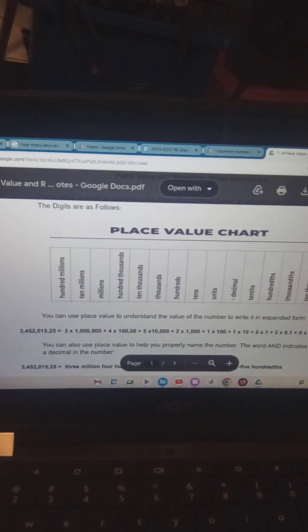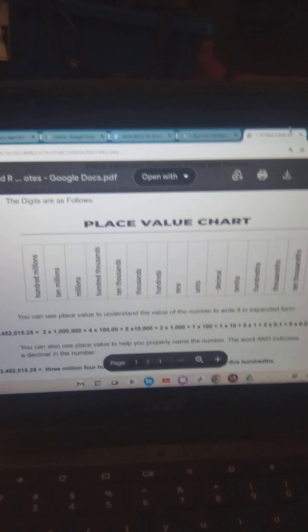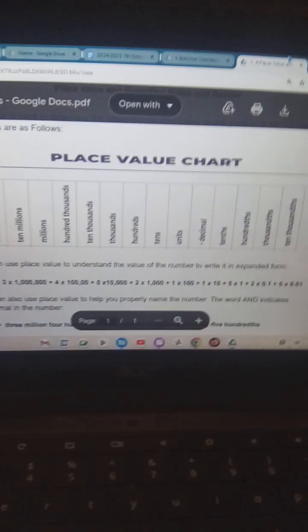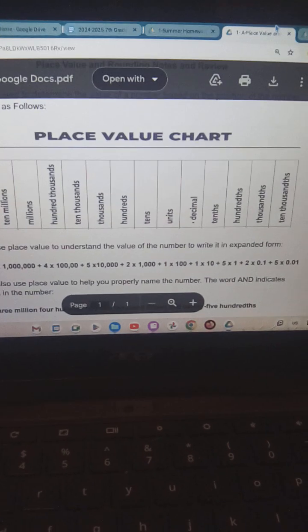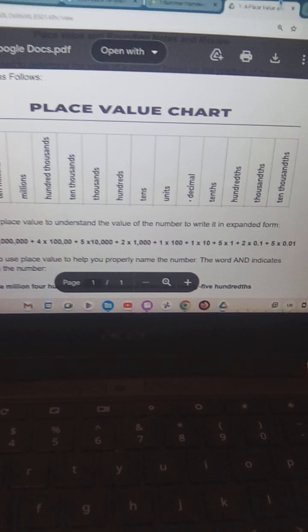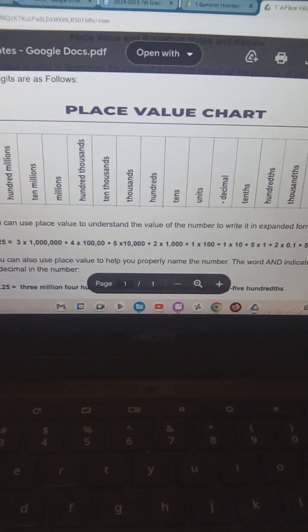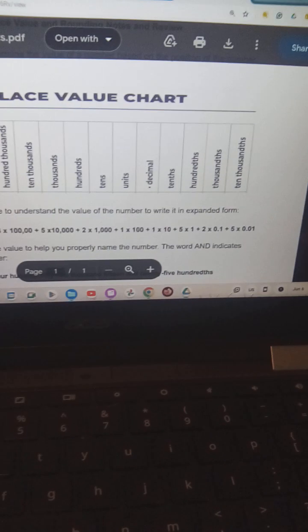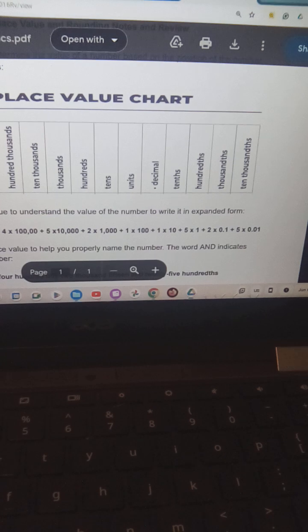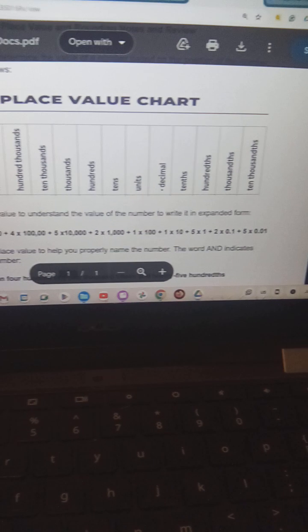So you can see on the left side, we have 100 millions, 10 millions, millions, 100,000s, 10,000s, thousands, hundreds, tens. The word units is supposed to be ones. So scratch out the word units and replace it with ones. That's on your left side. All right. On the right side, on the decimal, we have tenths, hundredths, thousandths, 10,000ths.